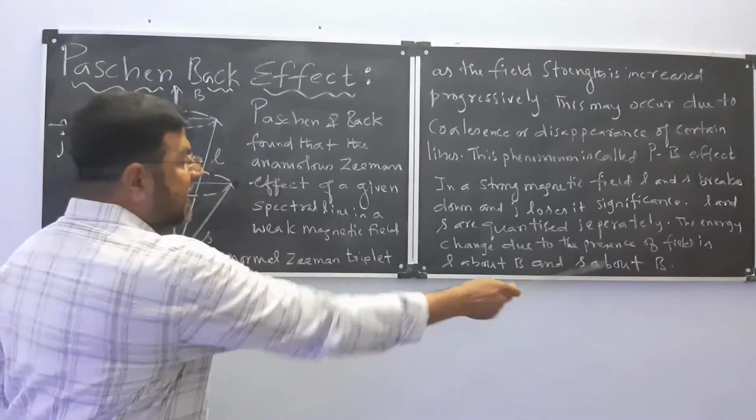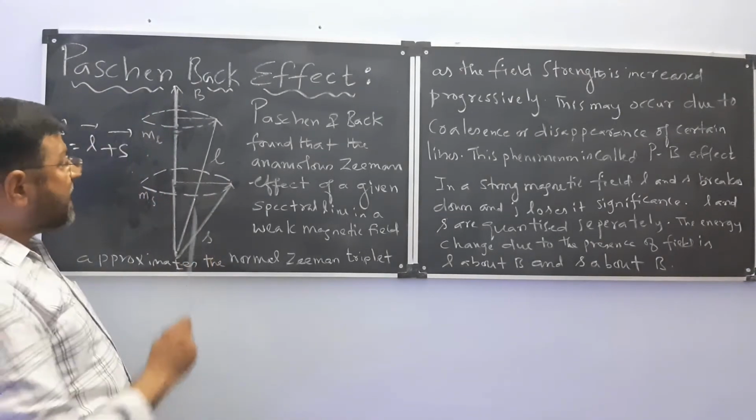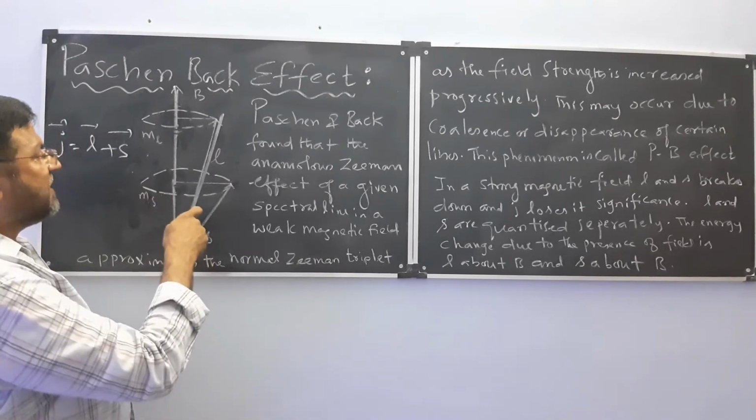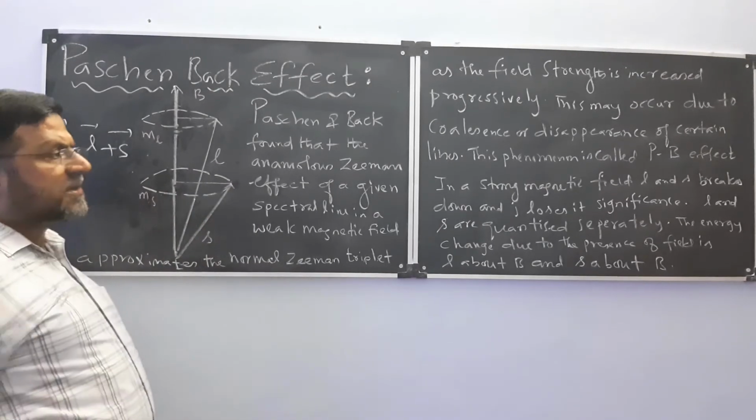L about B and S about B. So this is the strength of the magnetic field I am applying. One vector precessing with it is L, and another vector precessing with it is S.